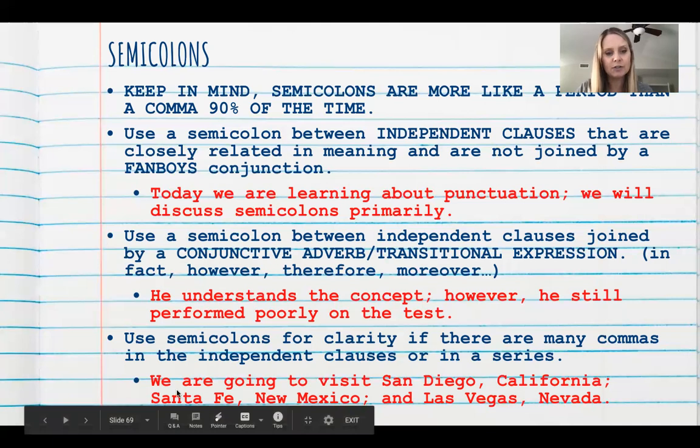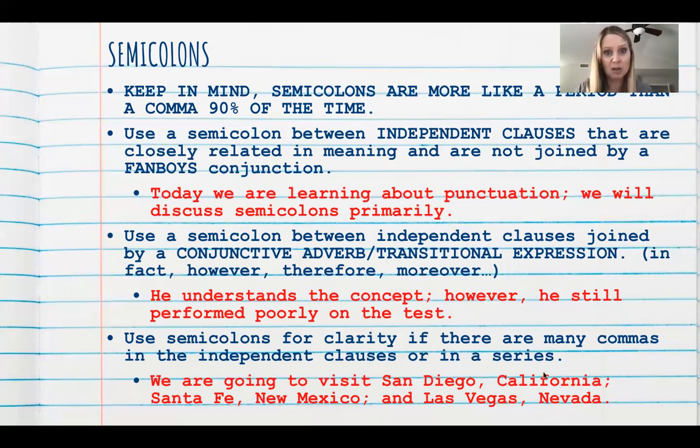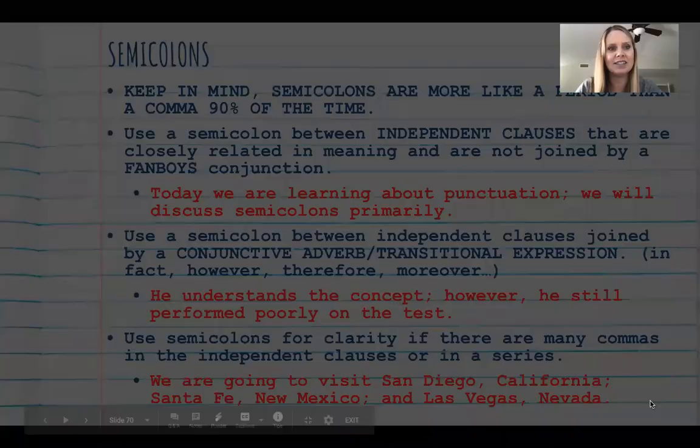So look how it looks. We are going to visit San Diego, California; Santa Fe, New Mexico; and Las Vegas, Nevada. So this is really the only situation that has semicolons working like commas. Otherwise, they're much more like periods. If you look at the first example and the second example, it's much more a use of separating independent clauses, which would be more period-like. So we use the semicolon there if we want to keep them in the same sentence.